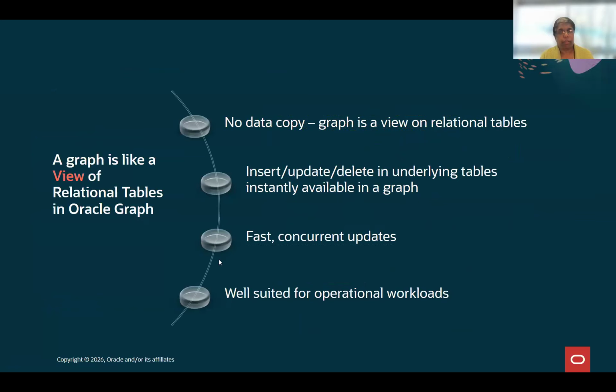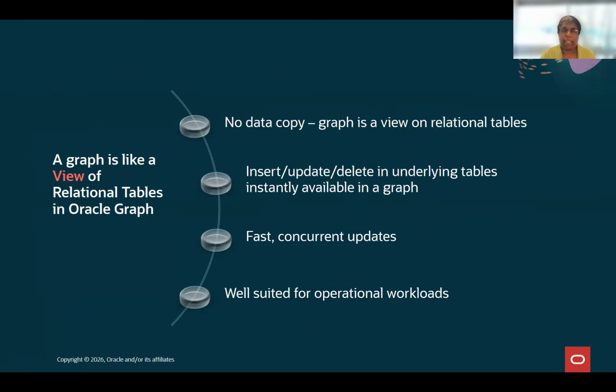And so one of the key advantages is, if you have your data already in an Oracle database, or you're anyway moving data into an Oracle database, then you don't need to move it again into a graph database. You can just create your graph within the Oracle database. This also enables very concurrent access and concurrent updates.